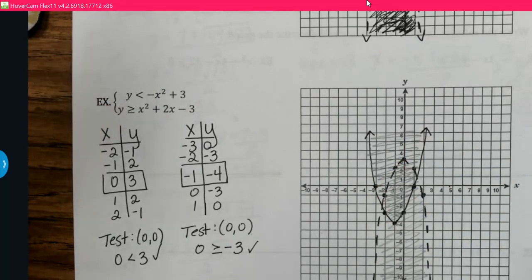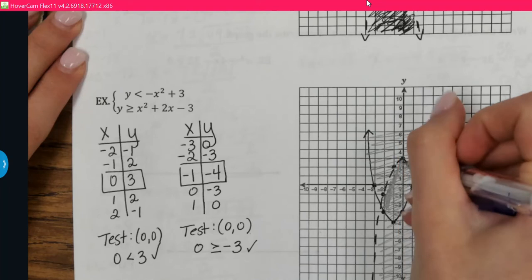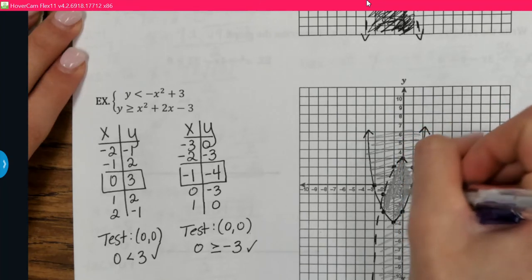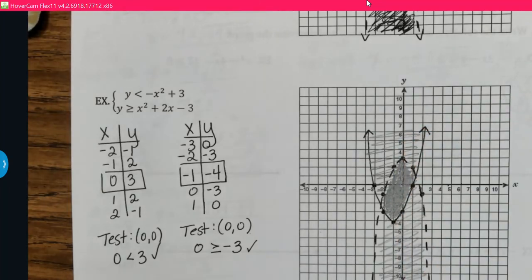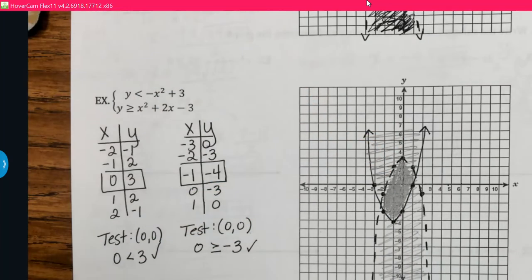When you have a system, you're trying to see where they overlap. So my overlapped region is that middle section right here. When you are graphing it, if you shade both like I just did, make sure that you make that overlapped region darker. Or if you can do it in your head and you can see where you're graphing, you don't have to shade both and then shade the middle. You can just show me where they overlap. I'm okay with either one, as long as I understand where the overlapped region is on your paper. Okay? Any questions on that?